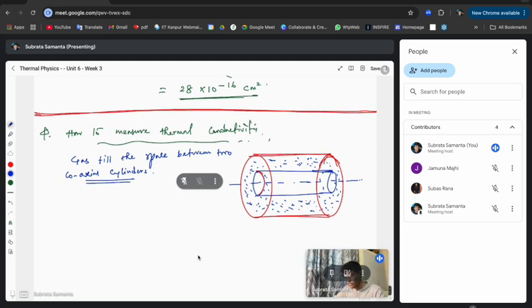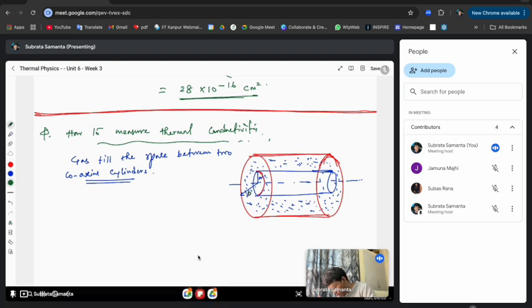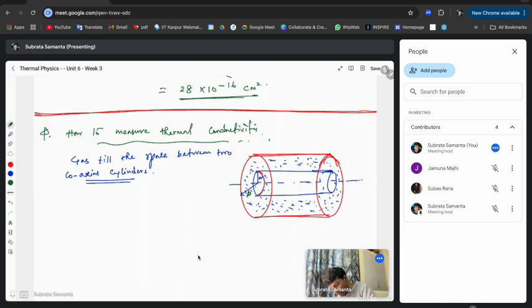Okay, so the gas fills the space between two coaxial cylinders. The inner cylinder has radius A, and the outer cylinder has radius B.